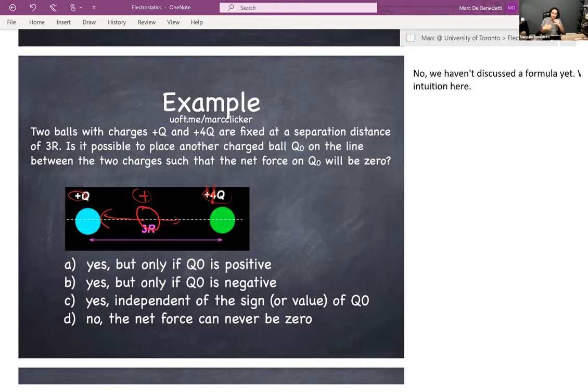So distance is obviously a factor as well. Again, we don't know the formula. Is it 1 over r? Is it 1 over root r? Is it 1 over r squared? We don't know the exact relationship, but we do know the larger the distance, the weaker the force.